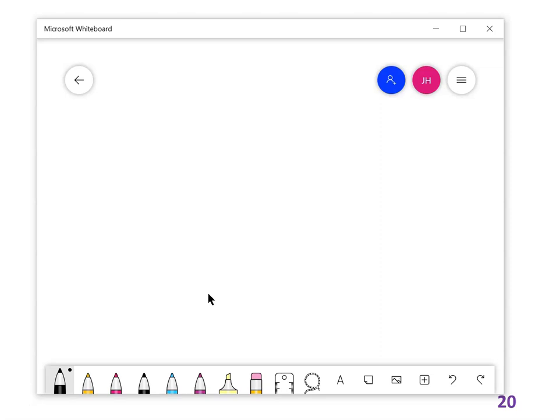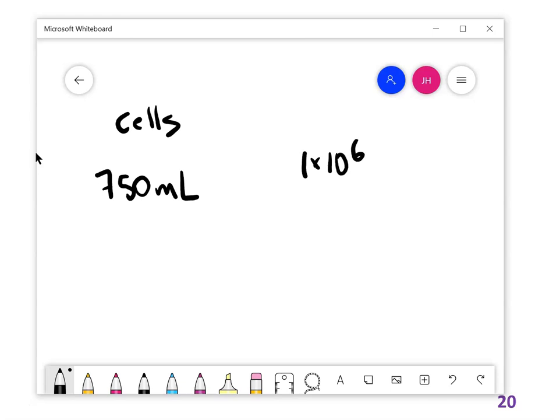There are other ways to do it, but this is how I did it. This is how I got through engineering school and stuff, and it has served me well. So I would start thinking about units. The units I want are cells. That's our target, cells. The two numbers we have are 750 milliliters and 1 times 10 to the 6th cells per milliliter. So they are already in a form we're going to like. If we multiply these numbers together, this 750 is on top. So divide by 1 doesn't change it.